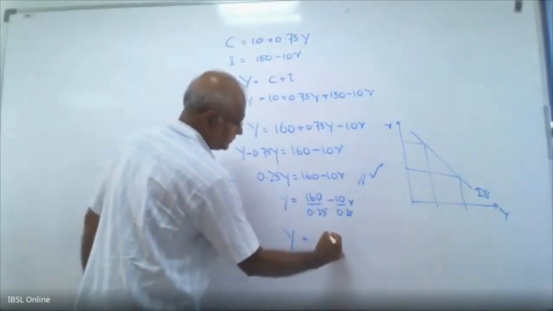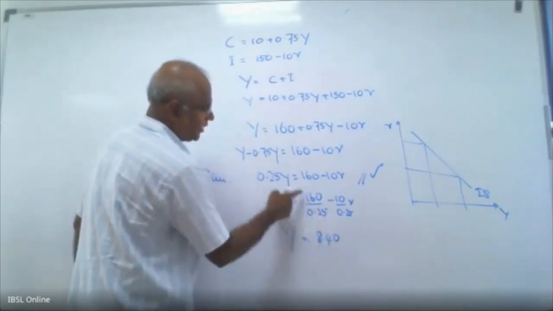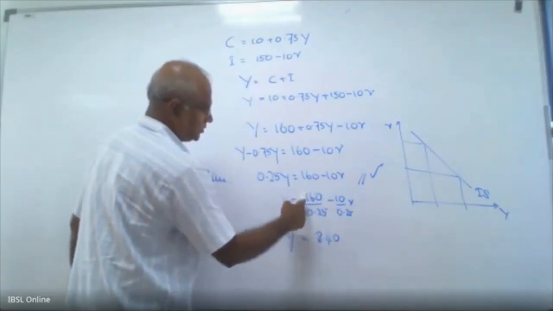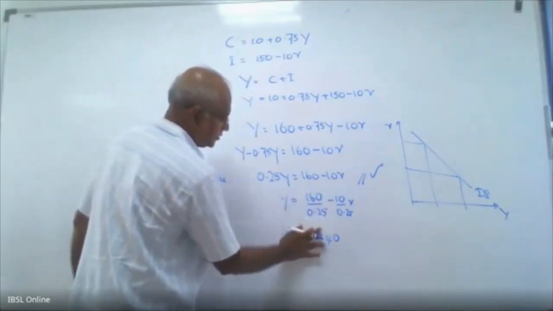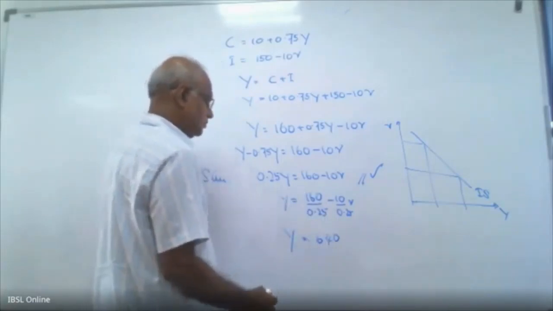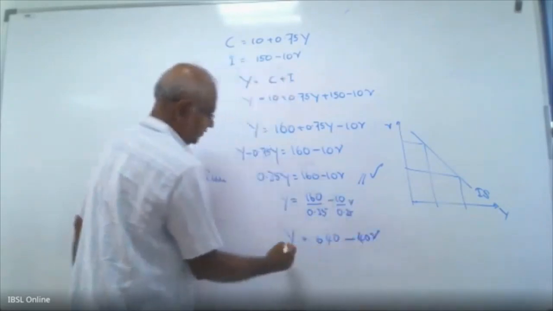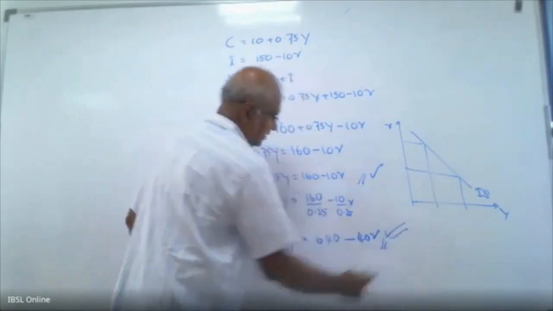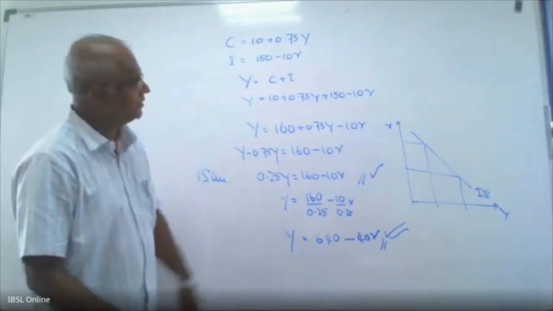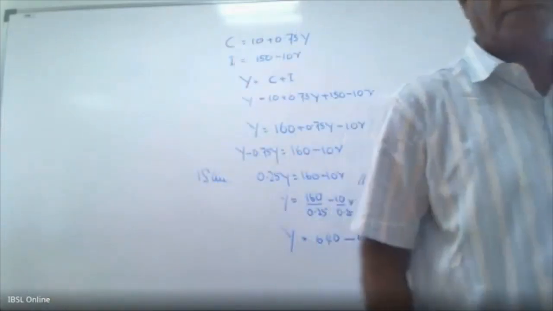You divide 160 by 0.25, you multiply by 4, no? So you get 640, minus 40R. But this is also correct, no problem. Same thing you can derive. These are different versions of the IS curve. Any questions about deriving the IS curve?